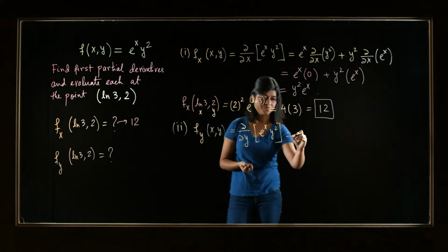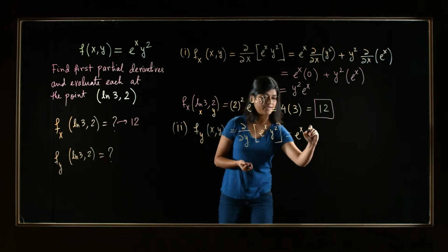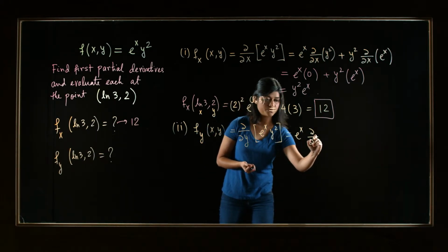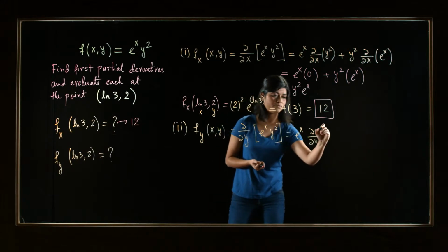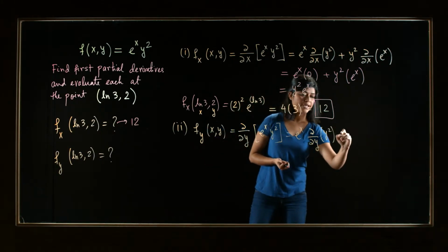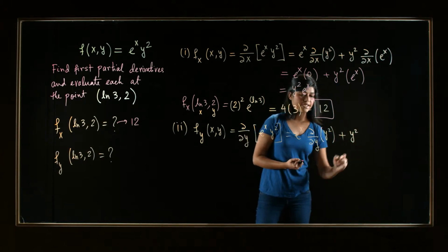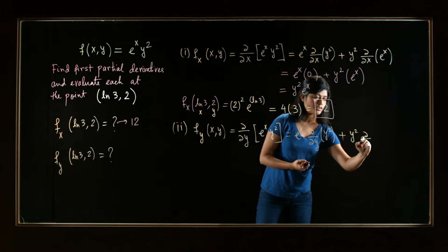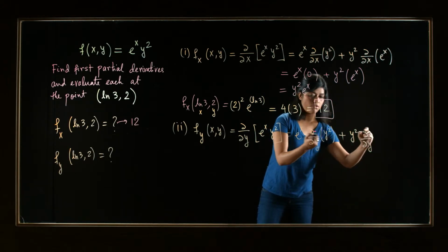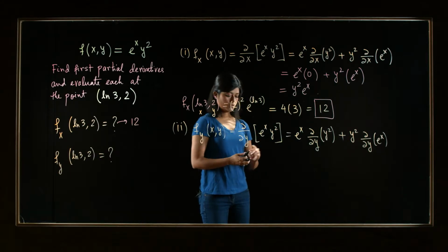Do the same thing. Keep one of the functions as it is and take the partial with respect to y of the other function y square, and then add to it and switch the role of the two. Keep y square as it is and take the partial with respect to y of e to the x.